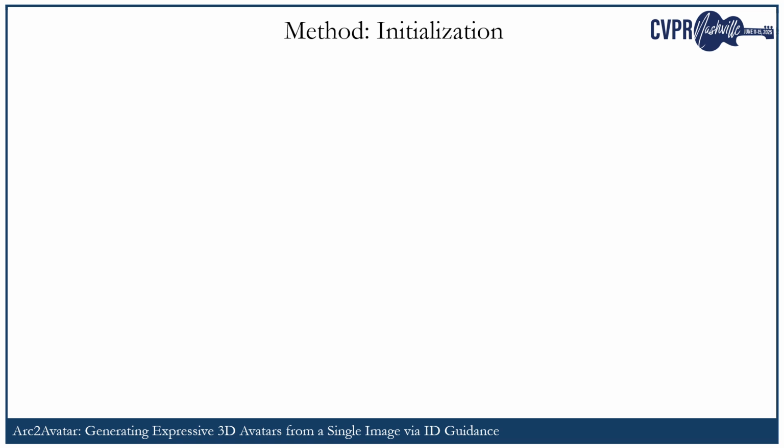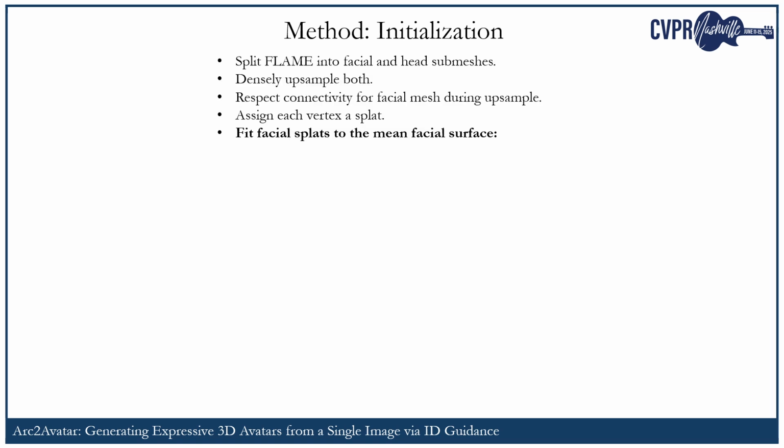Our method employs a task-specific initialization starting by splitting the FLAME mesh into facial and head submeshes, densely upsampling both while respecting connectivity for the facial submesh since it is the one on which blend shapes will be applied. We then assign each template vertex a splat to establish a dense correspondence. And finally, we propose fitting facial splats to the mean facial surface, as merely assigning the RGB values of each vertex of the textured mesh to the point cloud would still result in a discontinuous representation, which is not ideal, providing thus our method with a better task-specific starting point that also enhances correspondence with the underlying template.